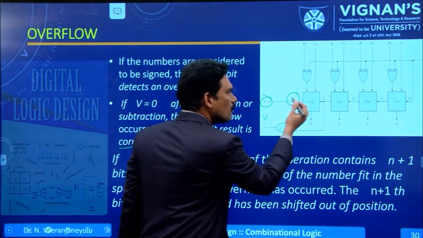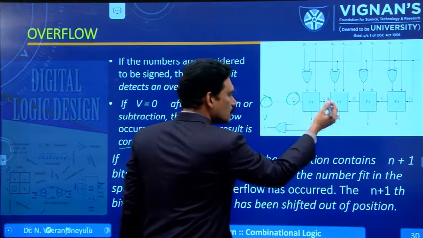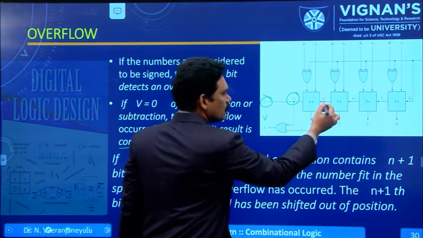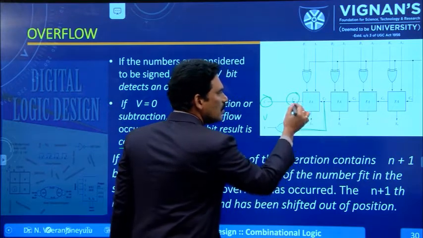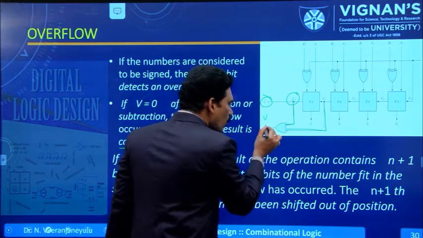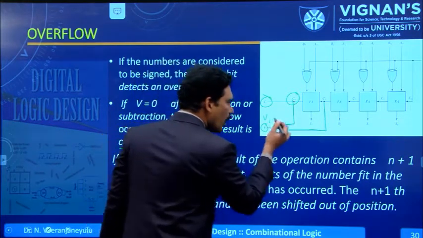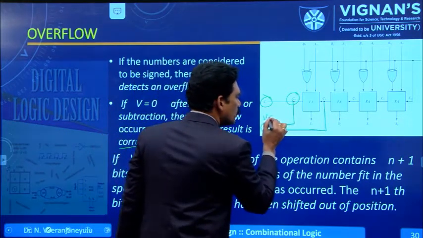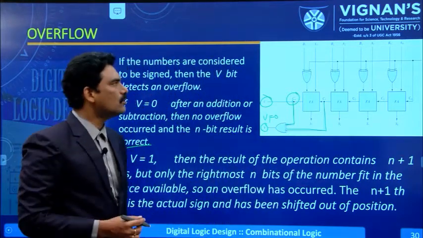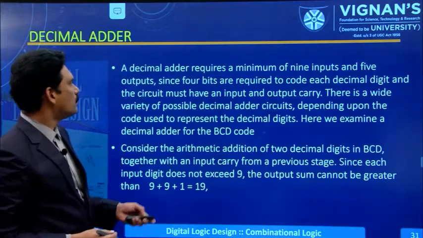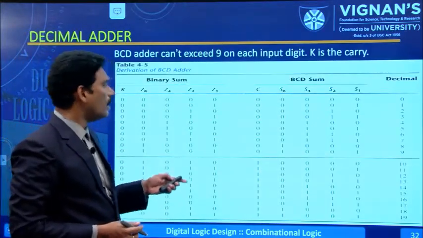This is the carry out of the bit position, and this is the carry from the second bit to the third bit, so this is C3. We are performing this XOR operation on C3 and C3. If the value of V is equal to 1, then we can say that an overflow has occurred. If the value of V is equal to 0, we can say that no overflow has occurred. That is about overflow. And now, we are going to discuss the decimal adder.